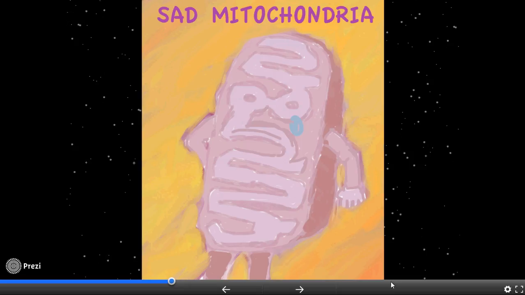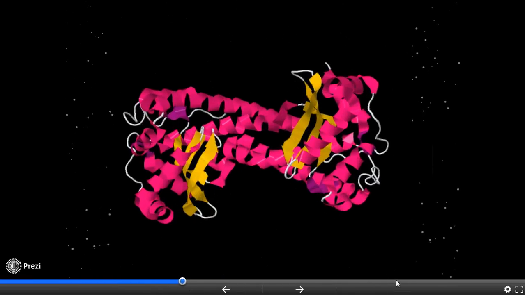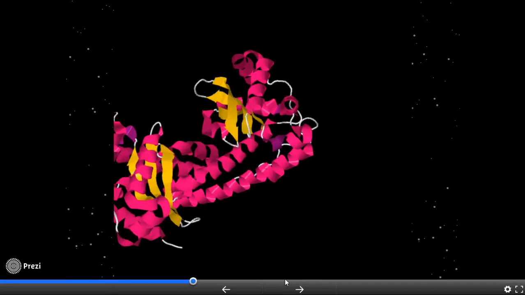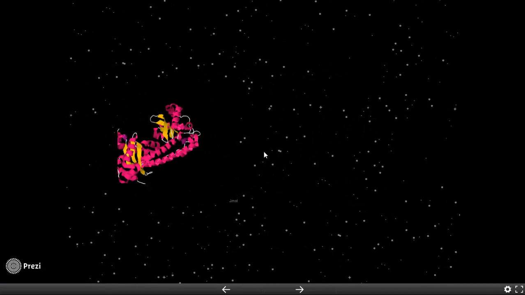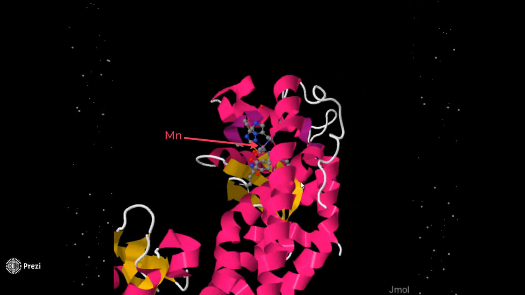Now let's get a little more specific about manganese superoxide dismutase's structure. Notice that this enzyme has two identical subunits. It is a dimer. This area of the enzyme is what contains the active site. Notice that this active site is a fairly deep pocket of the enzyme. This ensures that the manganese center doesn't just react with any substrate willy-nilly.